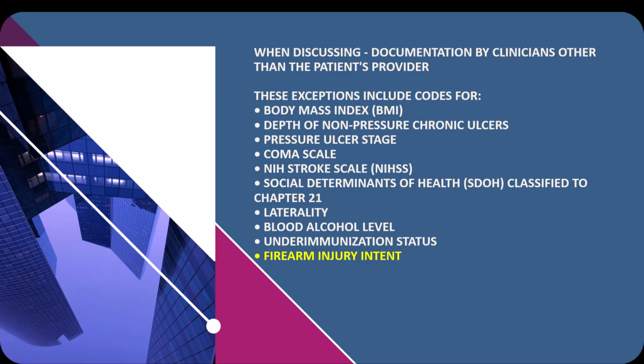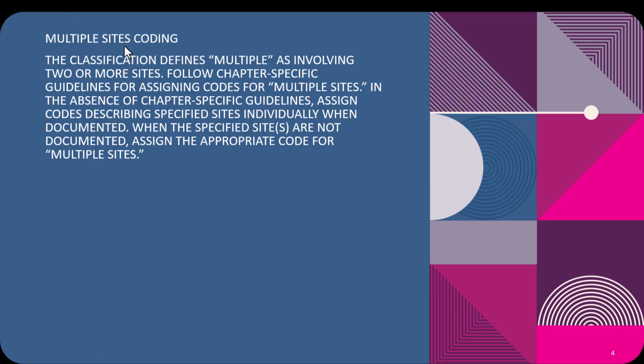So let's continue on. This one, in a nutshell, and I may have to read a little bit of it to try to articulate it good for you. It's saying that if there are chapter-specific guidelines on how to code multiple, use the chapter-specific guidelines. However, when there are none, it says assign codes describing specific sites individually when documented. So if you see no chapter-specific guidelines on how to handle multiple sites, separate them out. Okay? So let's continue on.